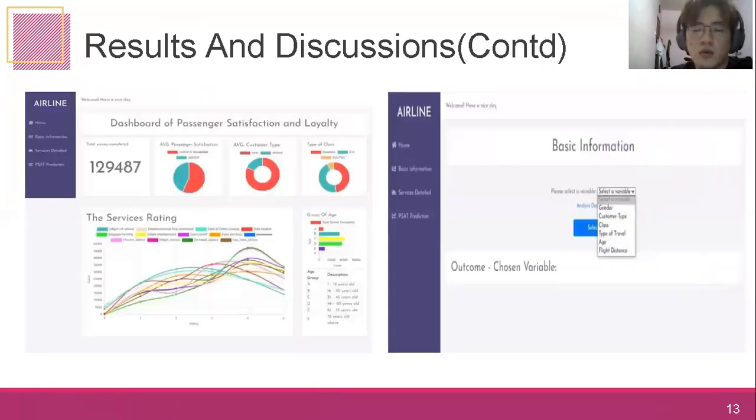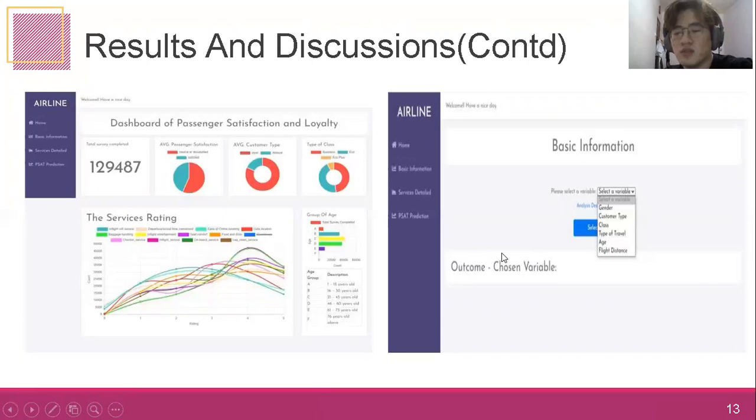So okay, this is my dashboard. After finding out the best model and developing the dashboard, let's see how the dashboard looks. As you can see, this is the home page. The dashboard shows the general information for the airline in descriptive charts, so the user can easily understand it. And this one is the basic information page, which shows basic variables like the gender and customer type.